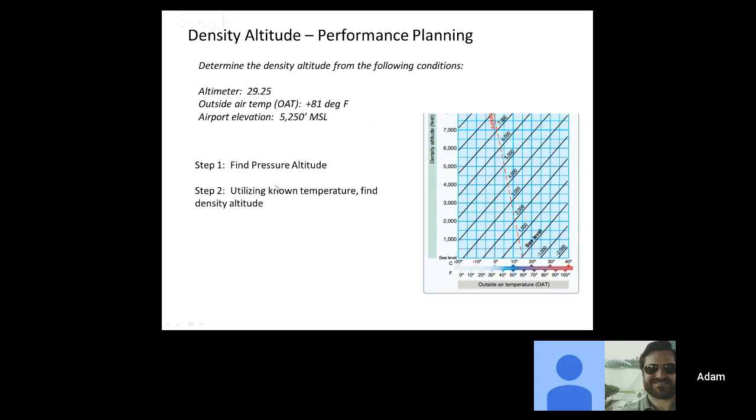So I've got a couple assumptions here. My altimeter setting, or my barometric pressure, is 29.25 inches of mercury. My outside air temperature is 81 degrees Fahrenheit, and the airport that I'm currently at is 5,250 feet mean sea level, so above sea level. And we want to find the density altitude. In the end, we want to determine the density altitude from these conditions. And we're going to use what is called the density altitude conversion chart here.